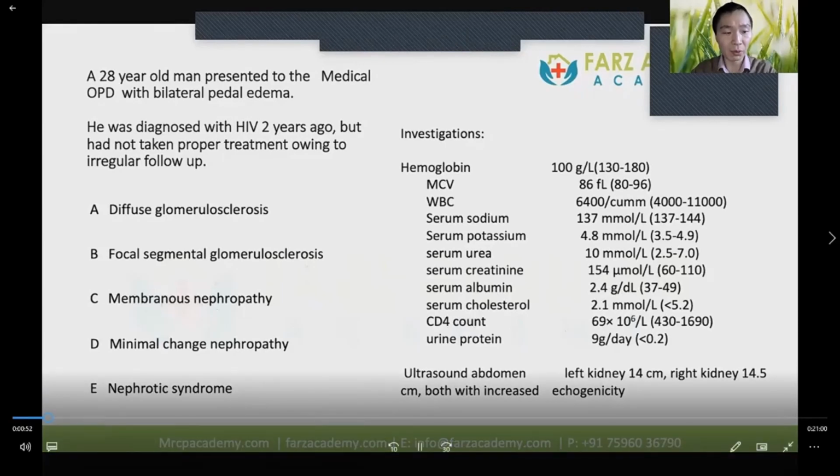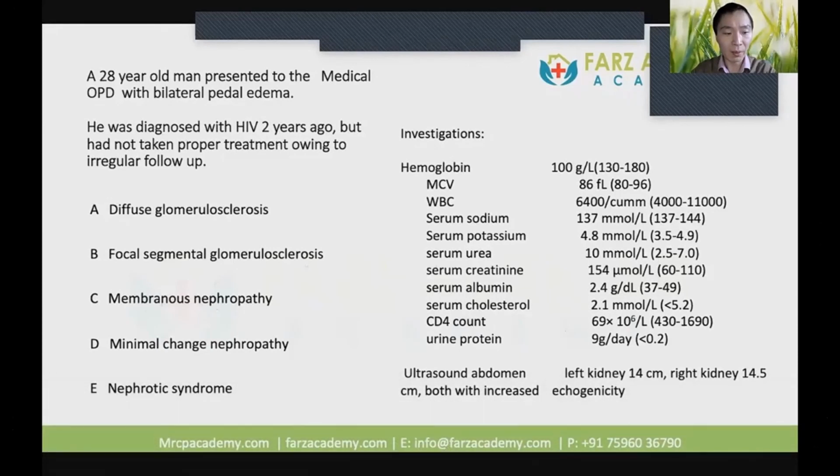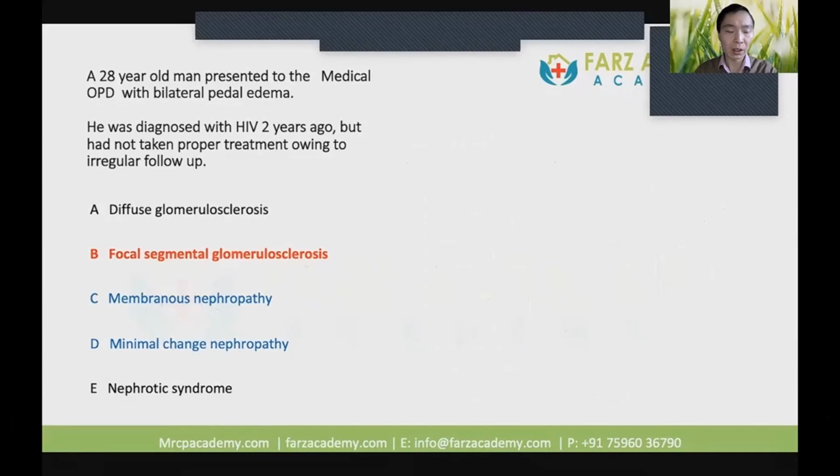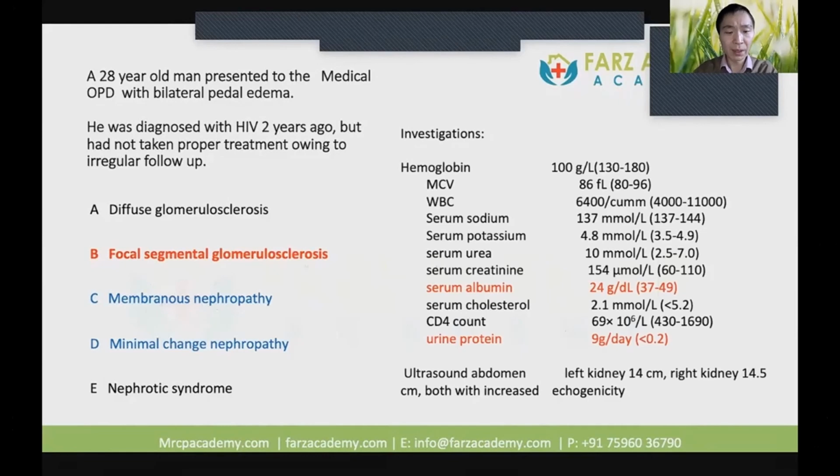So diffuse glomerulosclerosis, focal segmental glomerulosclerosis, membranous nephropathy, minimal change nephropathy, or nephrotic syndrome. The most correct answer here is focal segmental glomerulosclerosis, and the reasons for this are highlighted in red here. This patient does have nephrotic syndrome as evidenced by swelling, a low serum albumin, and proteinuria. However, nephrotic syndrome is not a diagnosis in itself, and the most common causes of nephrotic syndrome in adults are focal segmental glomerulosclerosis, membranous, and minimal change.